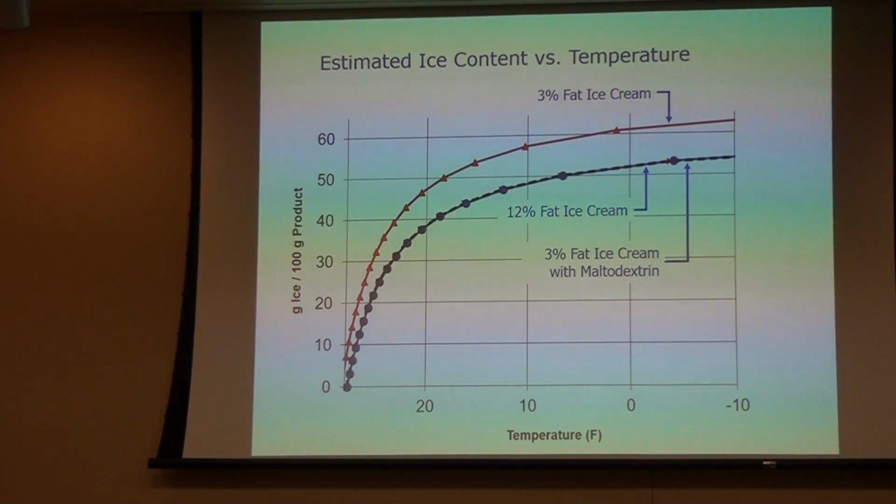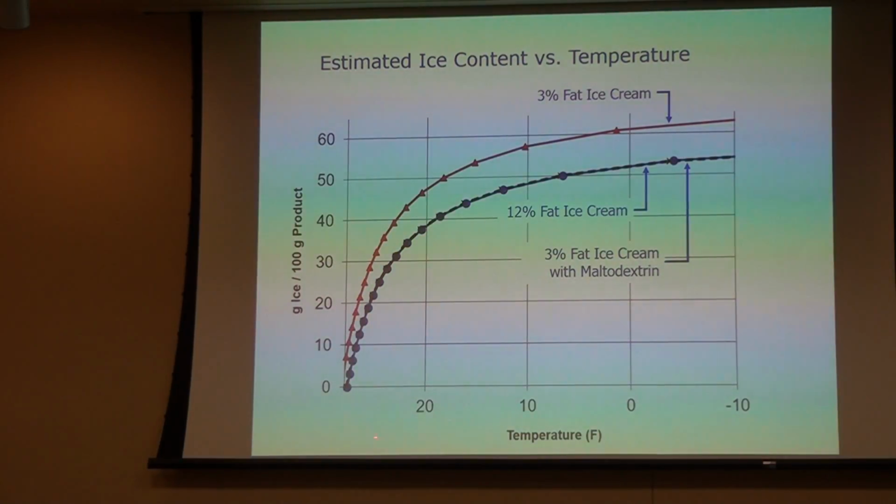Because one of the things you want to know is, well, you're fixing the ice content at this one temperature. Well, I don't necessarily eat ice cream at 10 degrees Fahrenheit. It might be quite a bit warmer than that. So what this is showing me is, sure enough, this is the one with just the 3% fat, and this is the ice content curve.